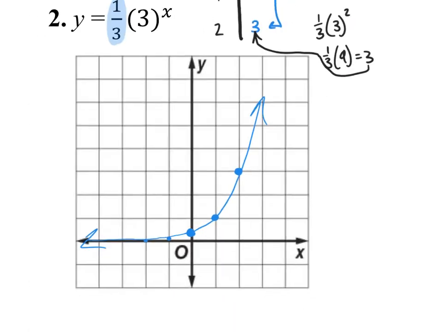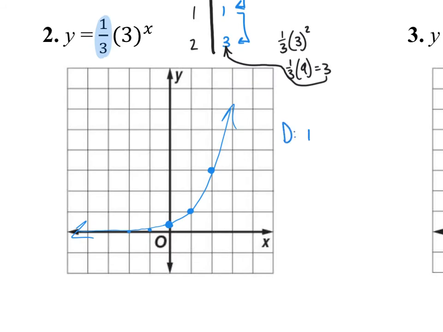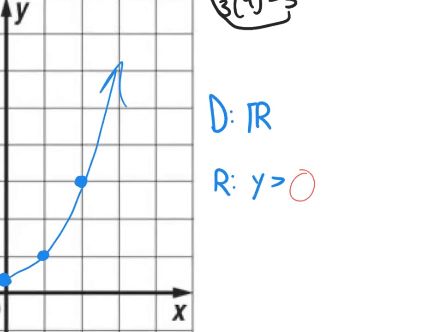And off this one goes. Its domain for all of these will be all real numbers. Its range, however, will be impacted by k values. This is another example where we didn't have a k value. So its y is greater than 0.